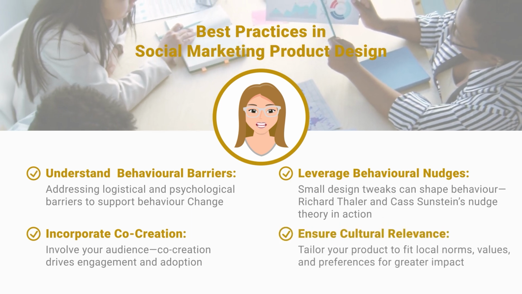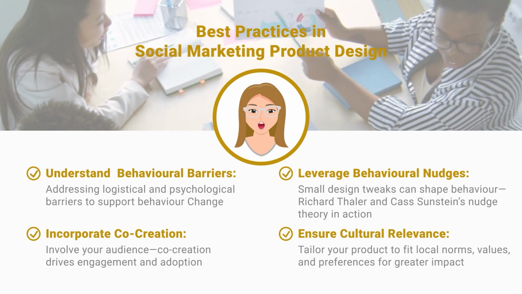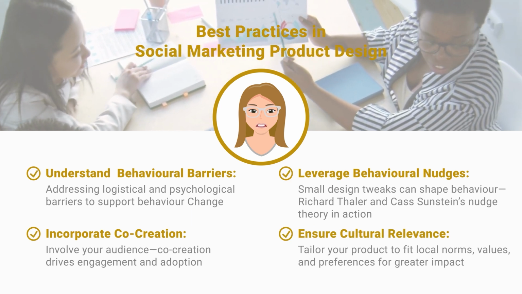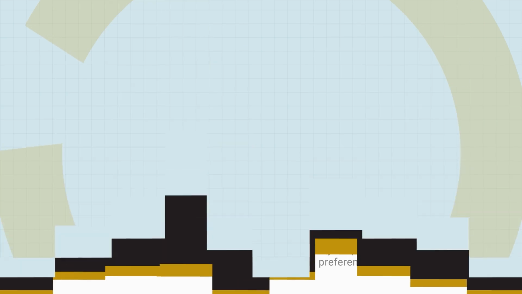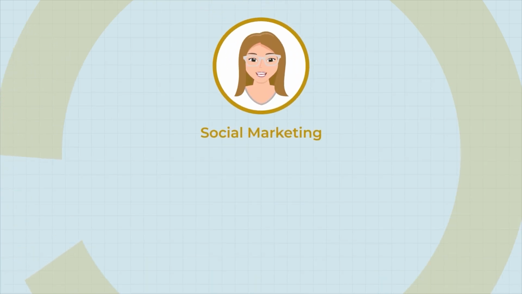Ensure cultural relevance. What works in one community may not work in another. Tailor your product to fit local norms, values, and preferences. Social marketing isn't just about telling people what to do. It's about making it easy, attractive, and rewarding. By designing a strong core, actual, and augmented product, you can set the stage for meaningful behavior change.